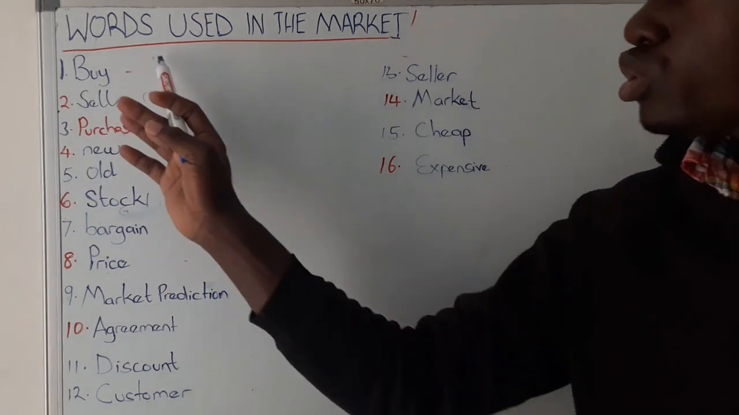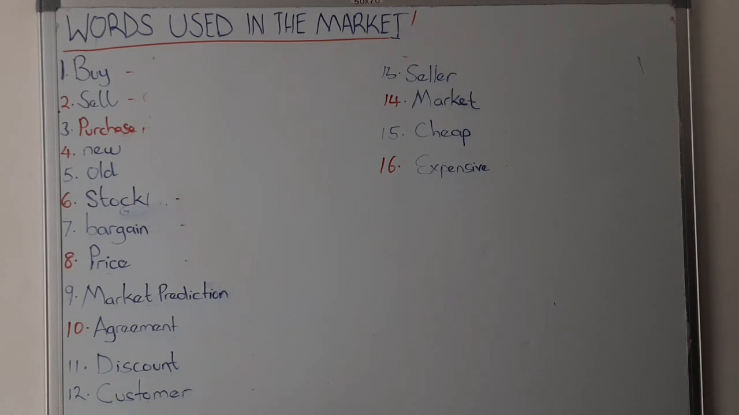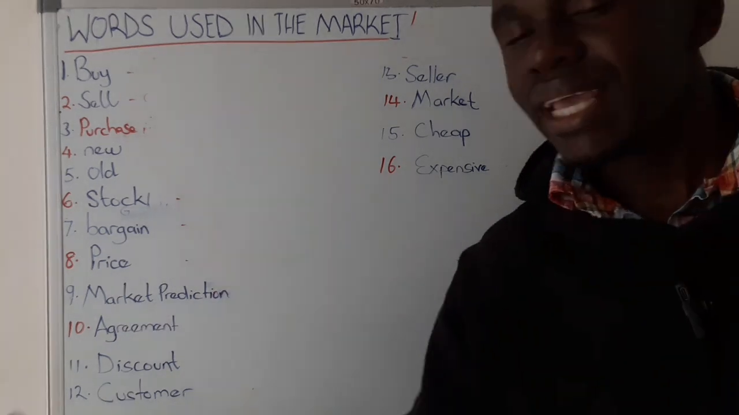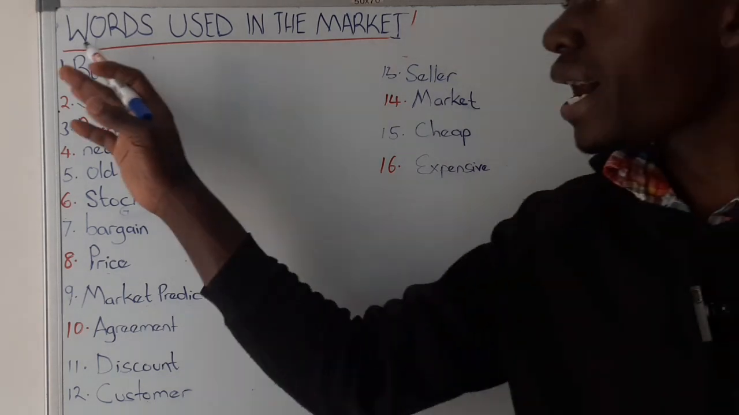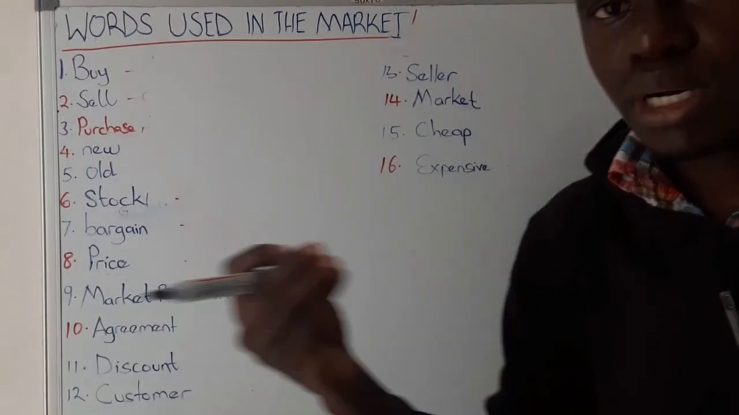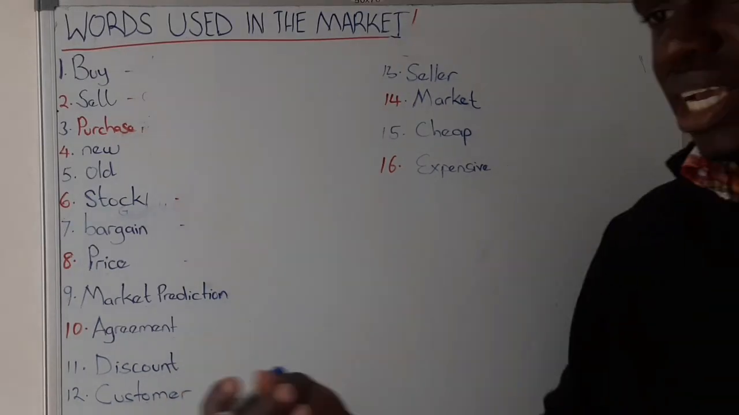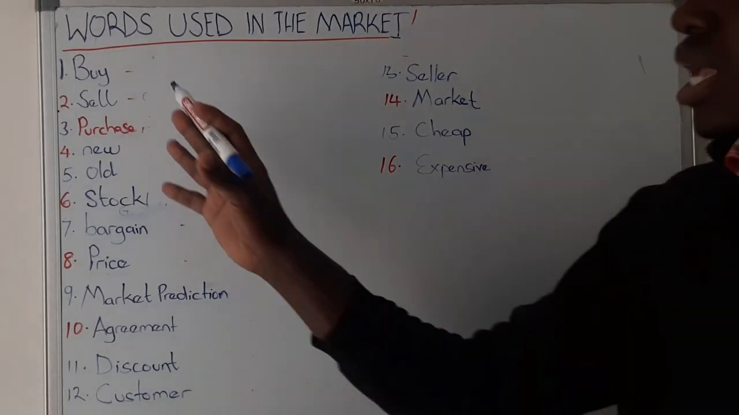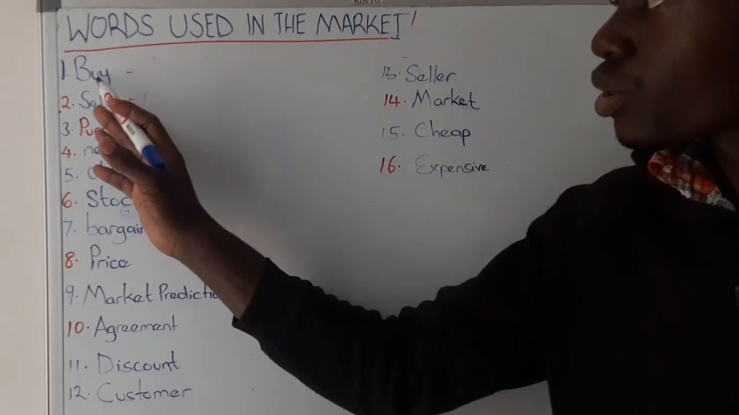Buy. So you use buy when you want to get something from someone in exchange for cash. For example, I am buying this pen. I want to buy the car. So buy is used when you want to get a commodity from someone in exchange for cash.